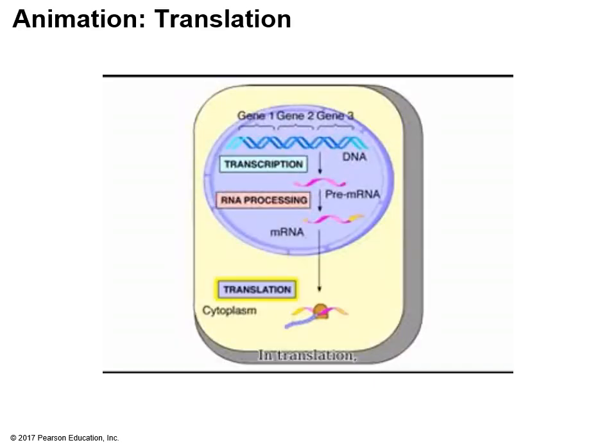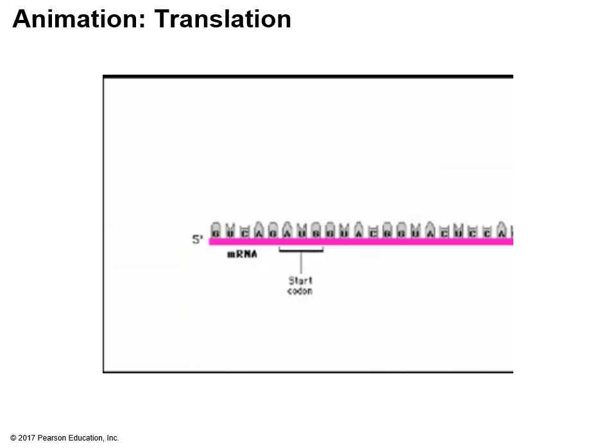In translation, a cell reads an mRNA message and assembles a polypeptide accordingly. We can divide translation, the process of building a polypeptide, into 3 stages: initiation, elongation, and termination.